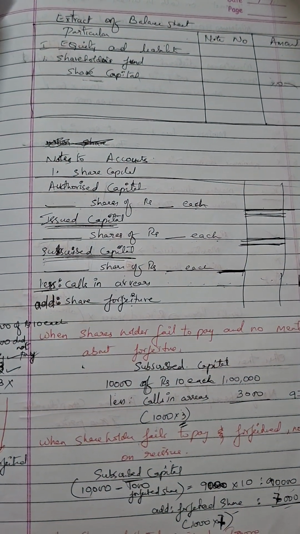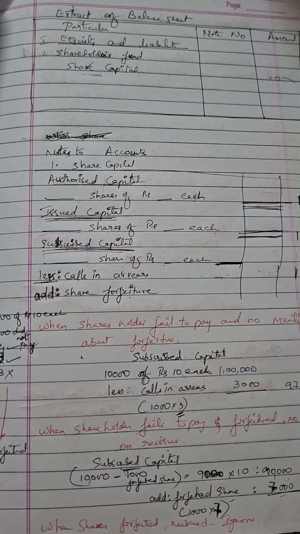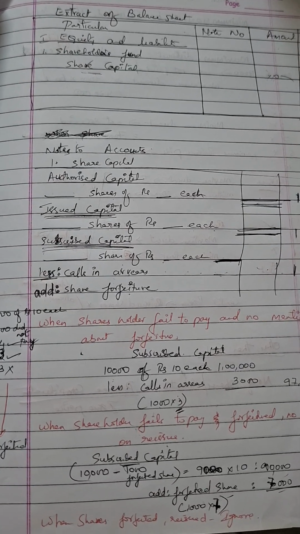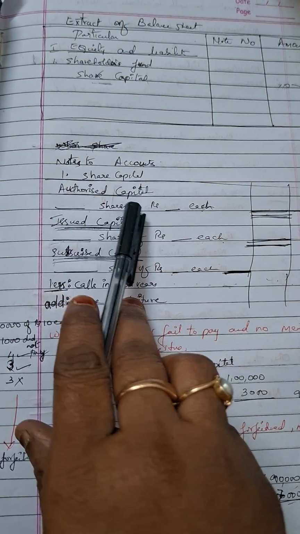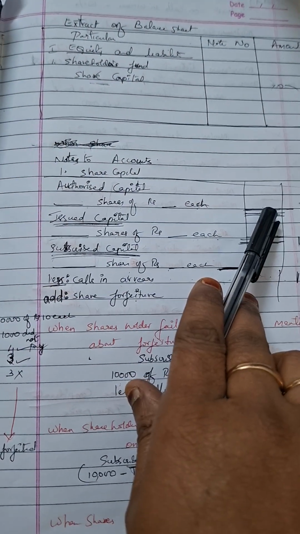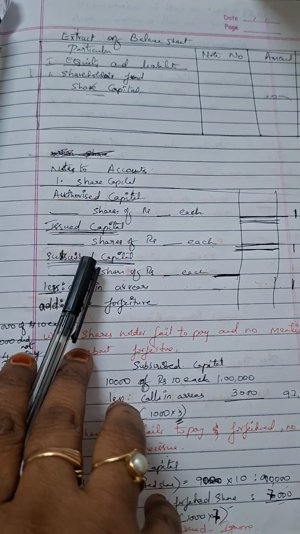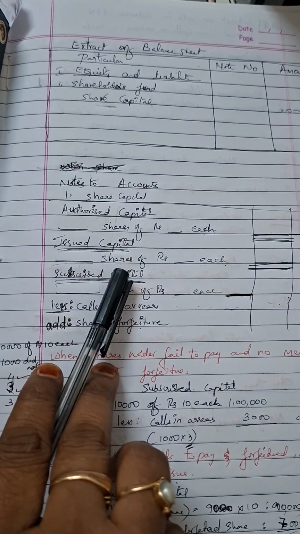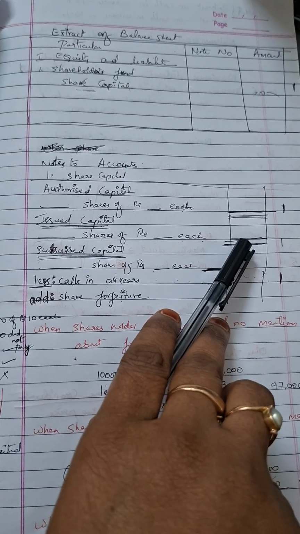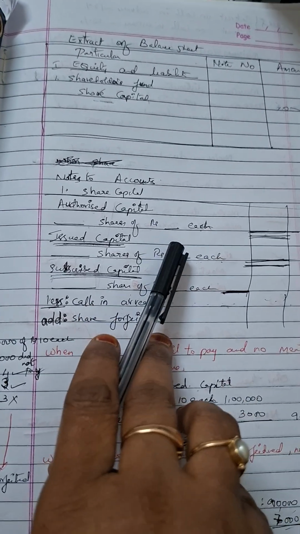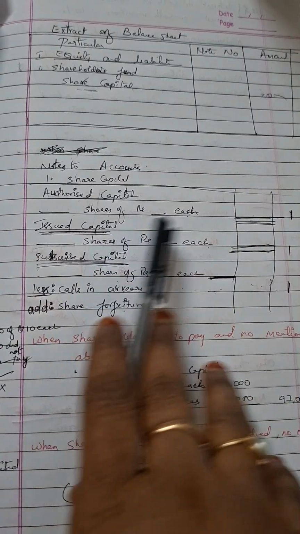Suppose the company says the authorized capital is rupees 5 lakhs of shares of rupees 10 each, then it will be 50,000 shares into 10, and you show 5 lakh outside. And then they say the company decided to issue 30,000 shares. Then you will say 30,000 shares of rupees 10 each and show 30,000 outside. All this will be given in the question. All that you have to do is just copy paste them.